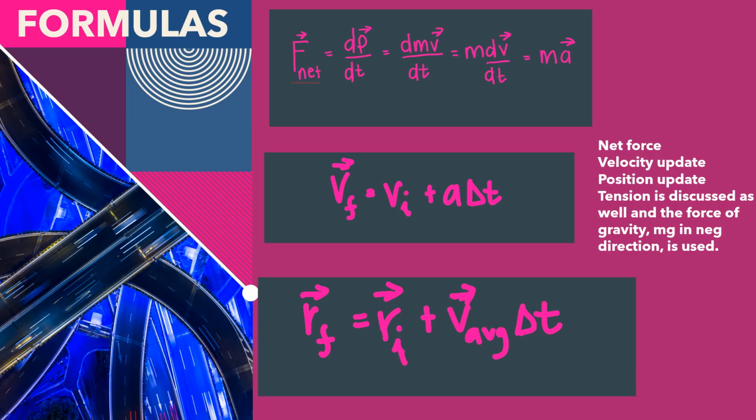Okay, so here are some formulas. We have the net force formula, dp over dt, and you can derive that and eventually get mass times acceleration. We have the velocity update formula, which is the final velocity equals initial velocity plus acceleration times change in t. Then we have the position update formula, so r final equals r initial plus the v average times change in t. These will be used in GlowScript, but we also have tension being discussed, and we will be using the force of gravity, mg, in the negative direction.